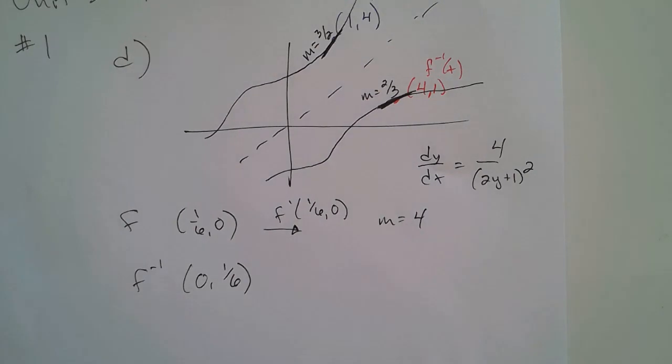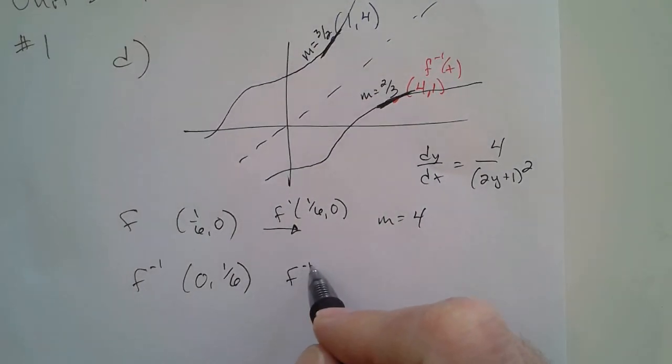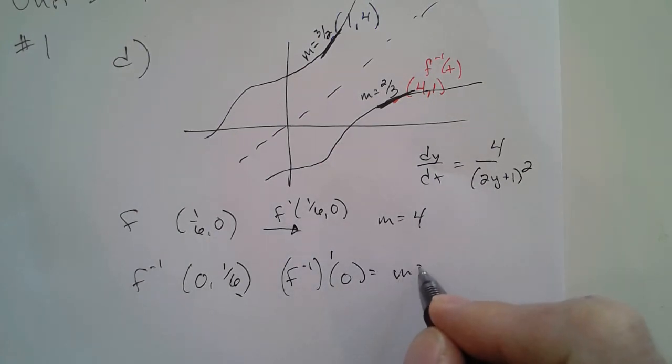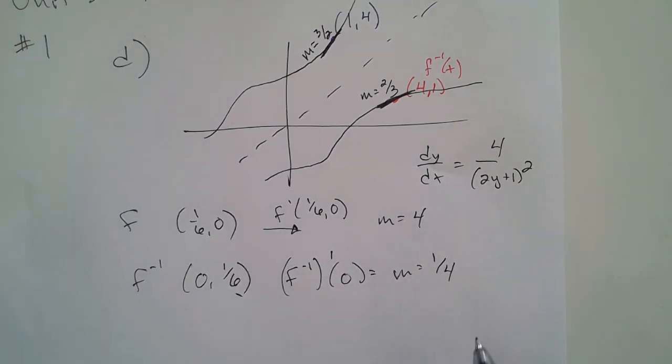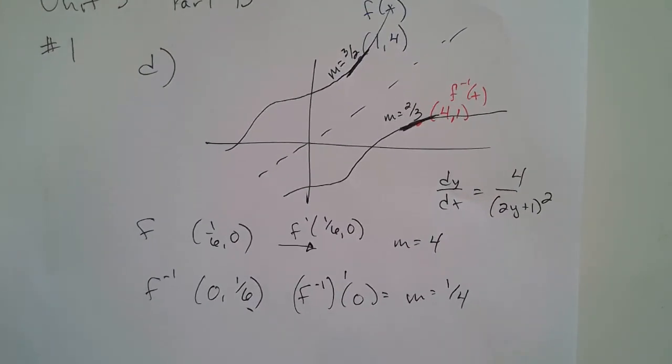So therefore, we know that f inverse prime of 0 must be the reciprocal of that, so that is 1/4. All right, hopefully that makes sense.